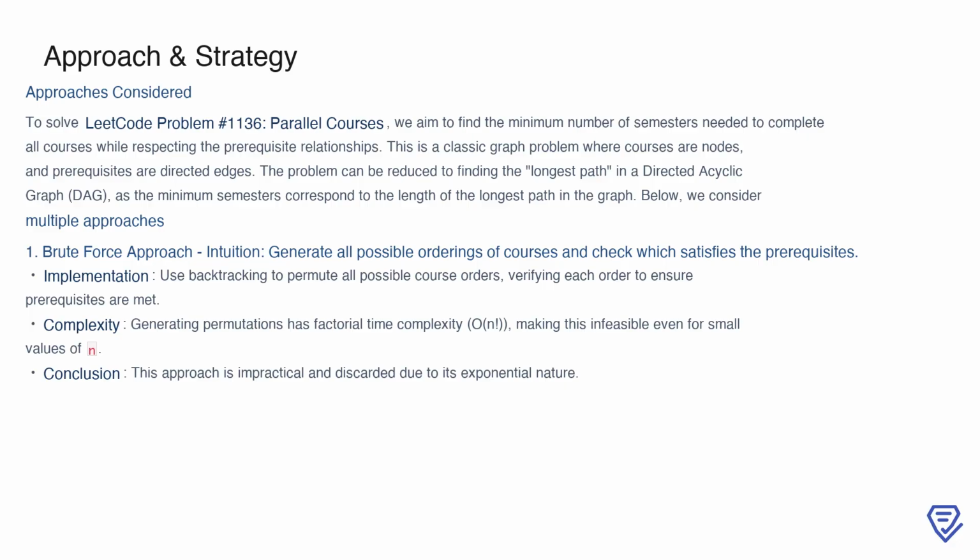Now, one approach we could consider is the brute force method. The intuition behind this is to generate all possible orderings of courses and verify which ones satisfy the prerequisites. While conceptually straightforward, the implementation involves backtracking to permute all possible course orders and then validating each order. However, the complexity of generating permutations is factorial, or O(n!), which makes this approach computationally infeasible even for relatively small numbers of courses. As a result, this method is quickly discarded as impractical for solving the problem efficiently.